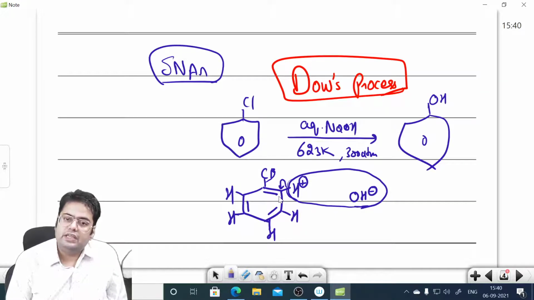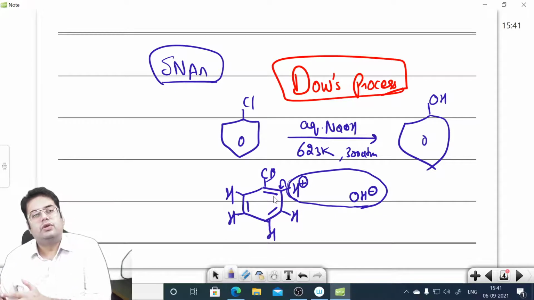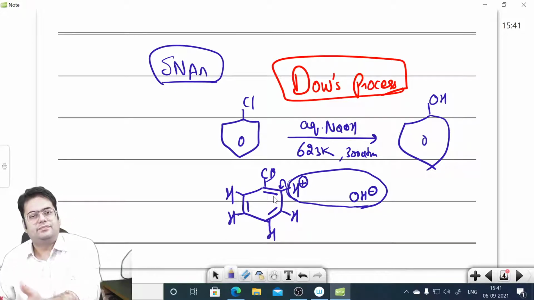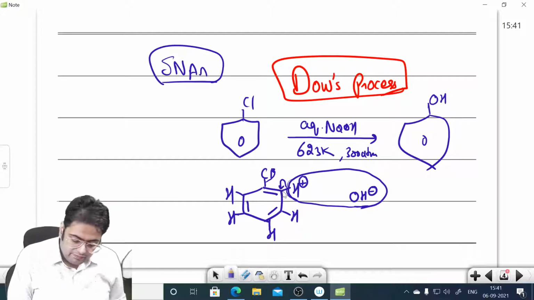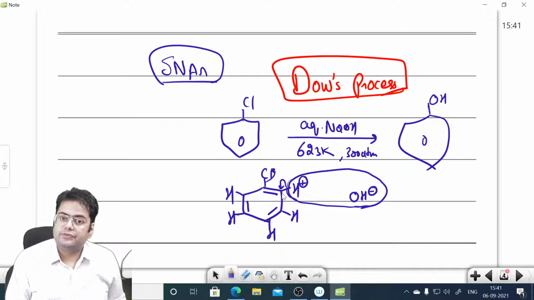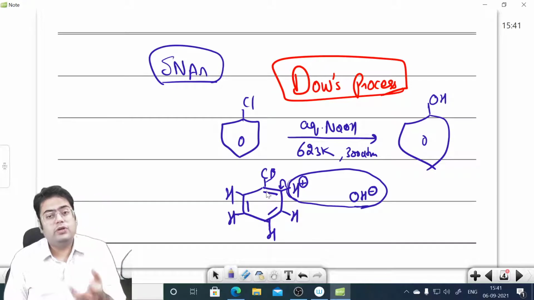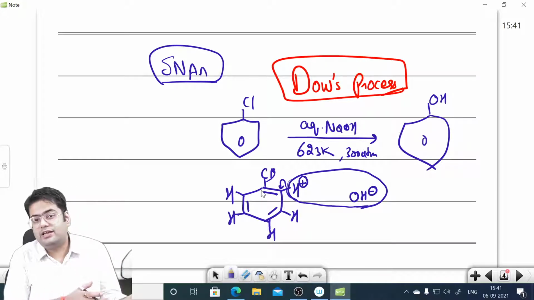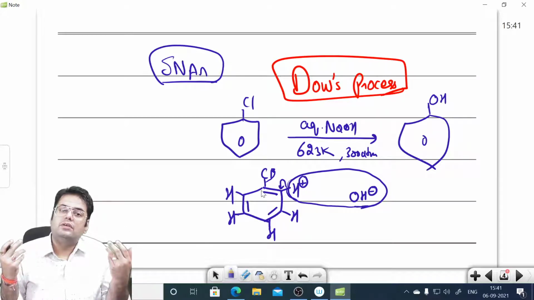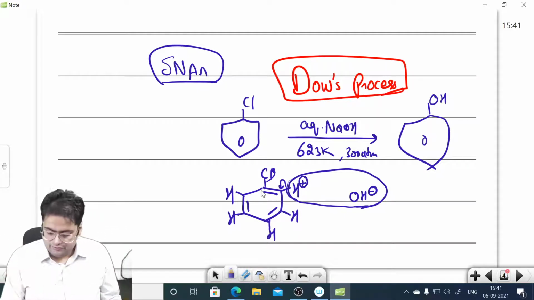But as we can understand, there is a carbon with chlorine just nearby. The carbon which loses H plus has an alpha carbon which contains chlorine, and chlorine is more electronegative. Then what will happen? The chlorine will come out with a negative charge.